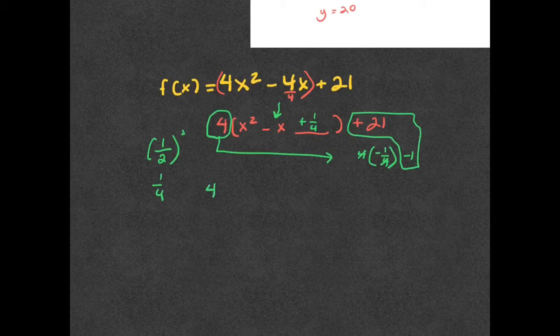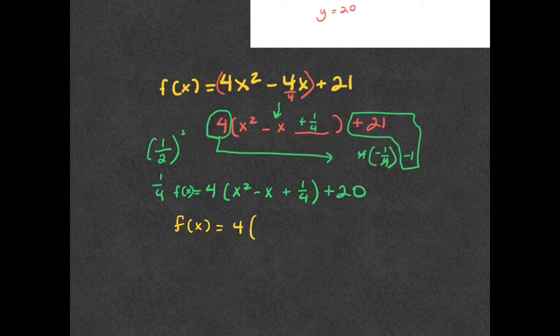This becomes 4x squared minus x plus 1/4 plus 20 equals f of x. Now I want to factor what's inside the parentheses that I just made into the perfect square. So f of x equals 4. Square root of x squared is x. Square root of 1/4 is 1/2. Sign from this middle term, which is negative. Put it in parentheses, square it, plus 20.